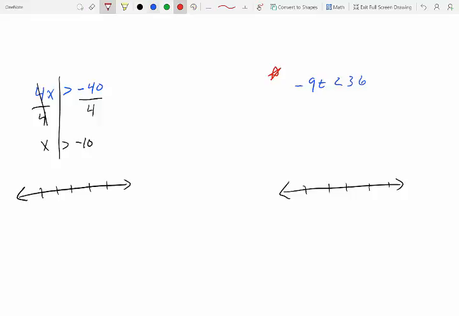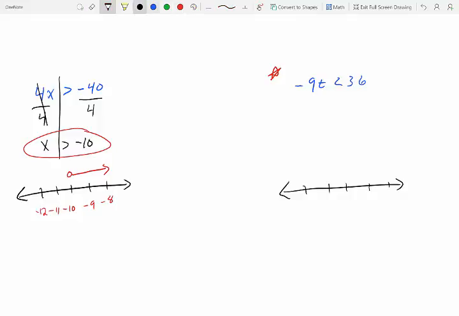So now I have to graph this again. Negative 10, negative 9, negative 8, negative 11, negative 12. So it's a greater than sign, so let's put an open circle, and I'm going to shade to the right. And there's my final answer.